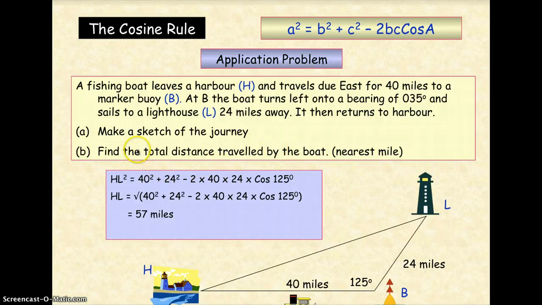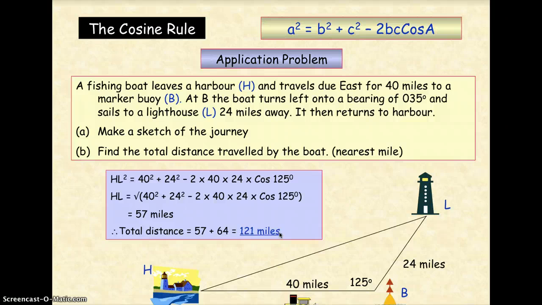Now for letter B, it says find the total distance traveled by the boat. So we're not done with 57 miles. Remember, it travels all this distance, so we need to add all of them. The total distance will be 57 plus 24 plus 40 miles. So the total distance is 121 miles. I hope that you solved this problem correctly.